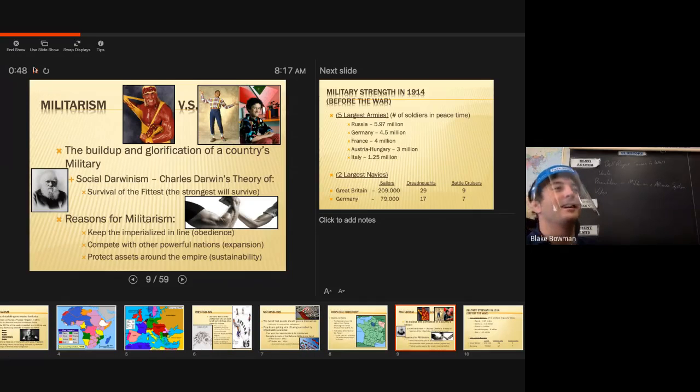Oh, the Hulkster, right? Militarism. Plain and simple, guys, fill out in your graphic organizer: the buildup and glorification of a country's military. So the buildup of a military. We all know what would happen if the Hulkster took on Screech and Steve Urkel, right? It'd be atomic leg drop, and that would be the end of it. 1, 2, 3, pin. It'd be over with.